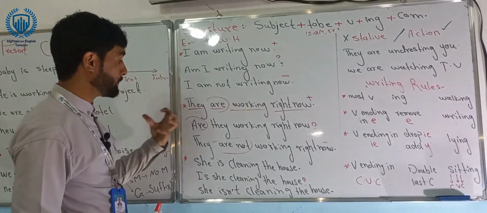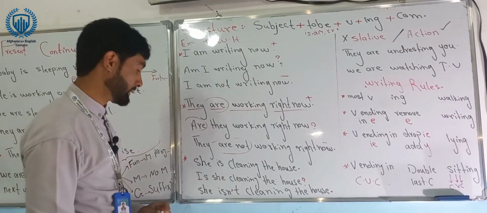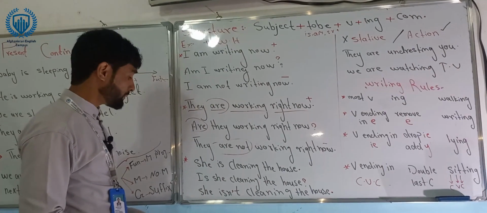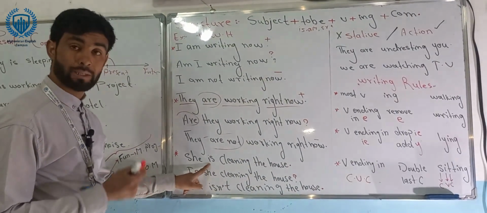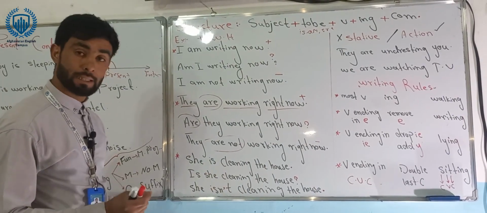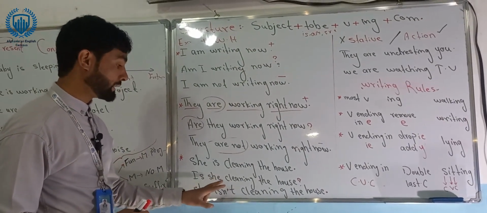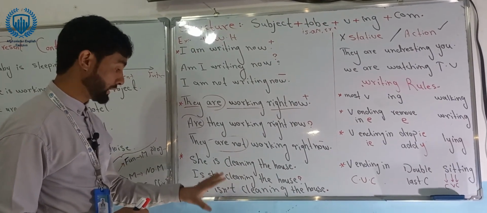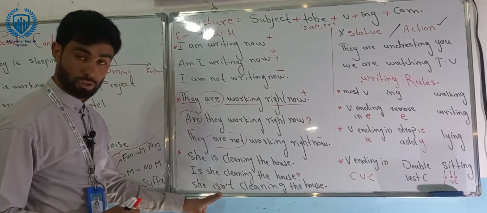So this is the positive, interrogative and negative form of present continuous tense. The third example. She. For the subject she, we have to use the auxiliary verb is. She is cleaning the house. She's cleaning the house. To make it question, is she cleaning the house? It's a question, interrogative.